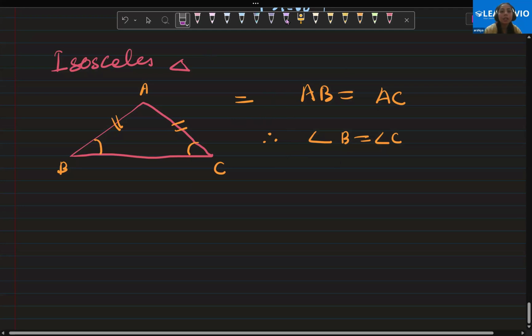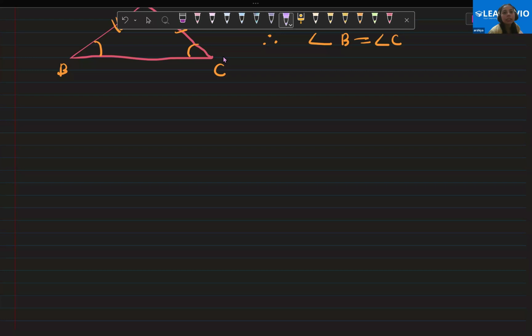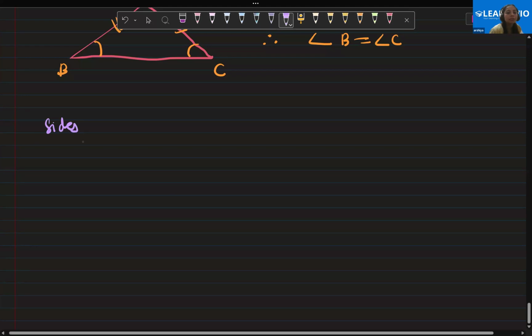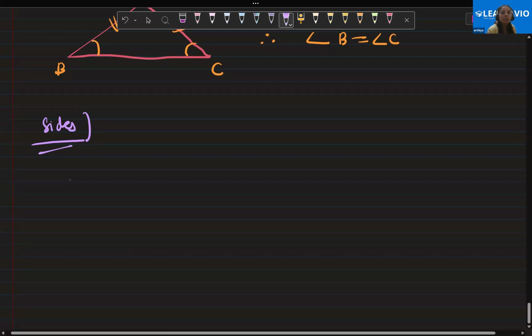Okay. Now let's start with the last, not really the last, but a property related to triangles. Till now we were doing the properties related to the angles. Now the property is related to the sides. So far we did two properties, both related to angles: the exterior angle property and the angle sum property. But this property is related to sides.